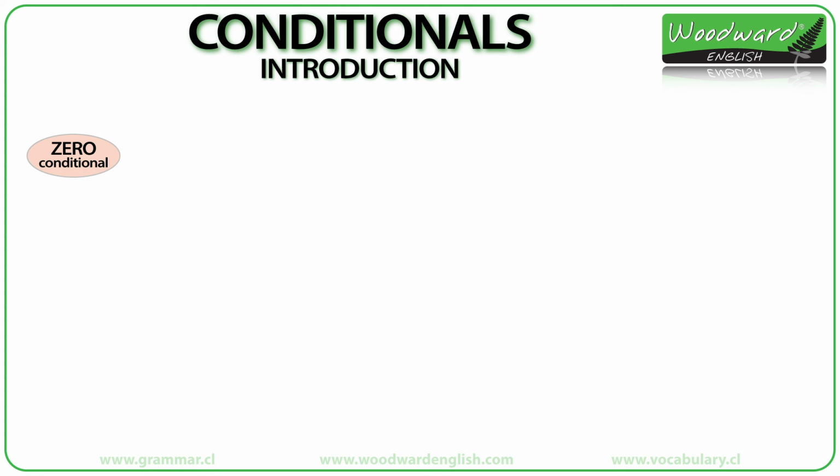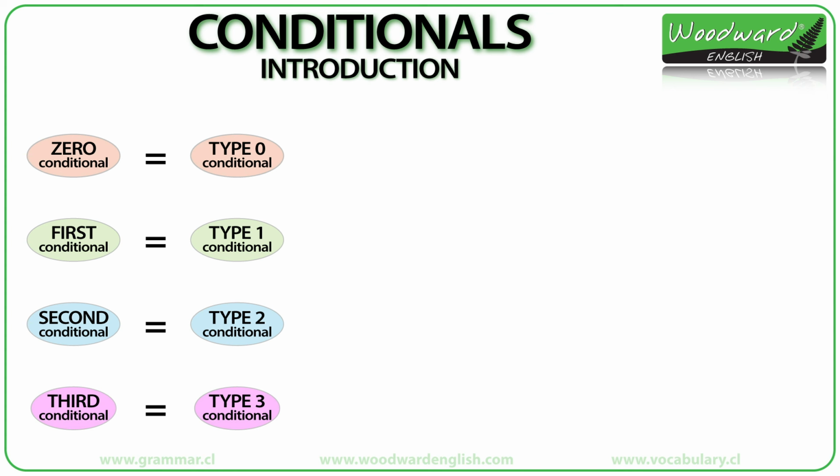Types of conditionals. The four main types of conditionals are the zero conditional, the first conditional, the second conditional, and the third conditional. Sometimes these are called type 0, type 1, type 2, and type 3 conditionals. We will quickly introduce them in this lesson and go into more detail about each conditional in individual lessons.